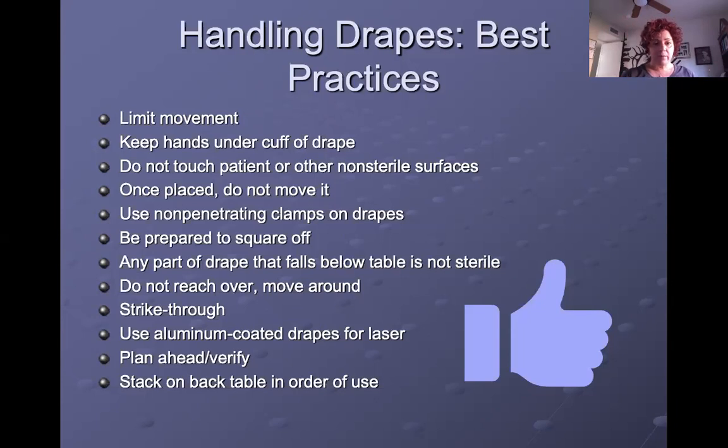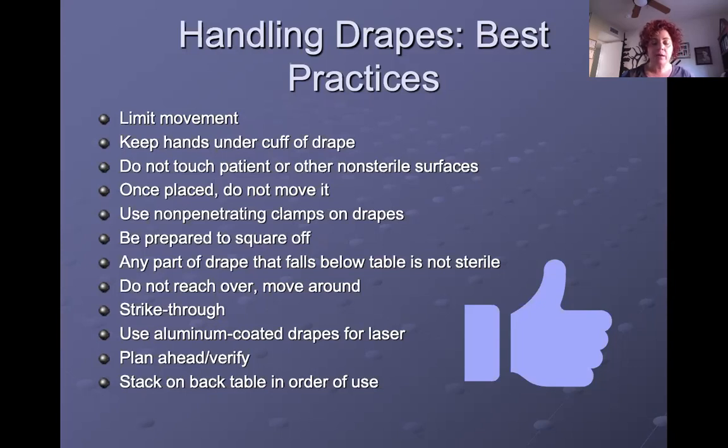We want to make sure that we use non-penetrating clamps on the drapes and keep the penetrating ones for the towels that are underneath. If we squared off, the surgeon sometimes wants those penetrating towel clamps, but the non-penetrating ones, those are the ones that we're going to use on the drapes to keep our cords from going south, okay? Be prepared for the squaring off if that is the case.